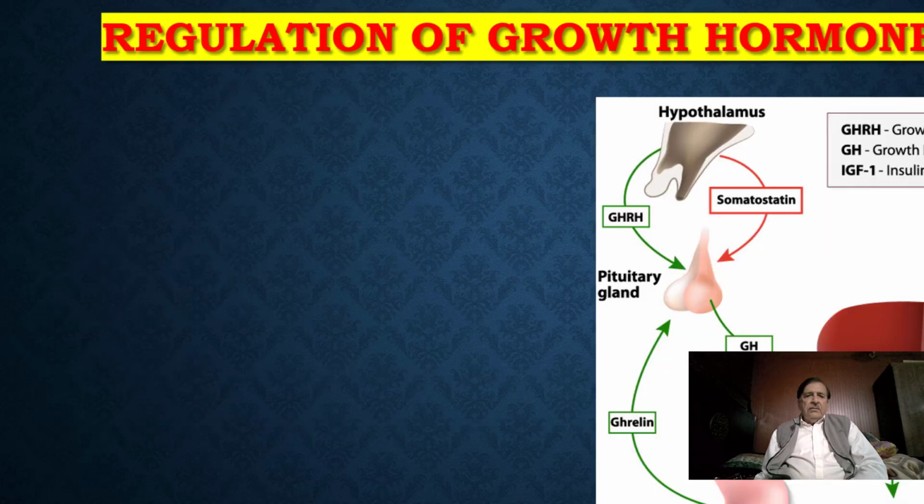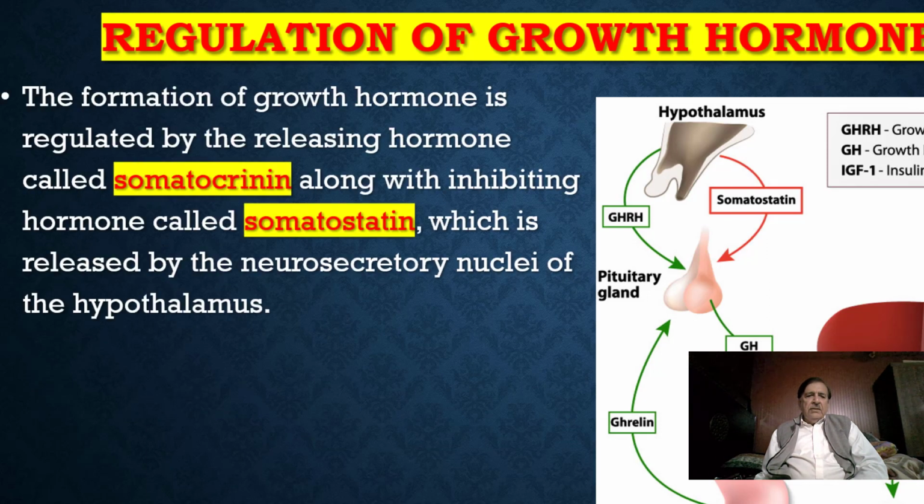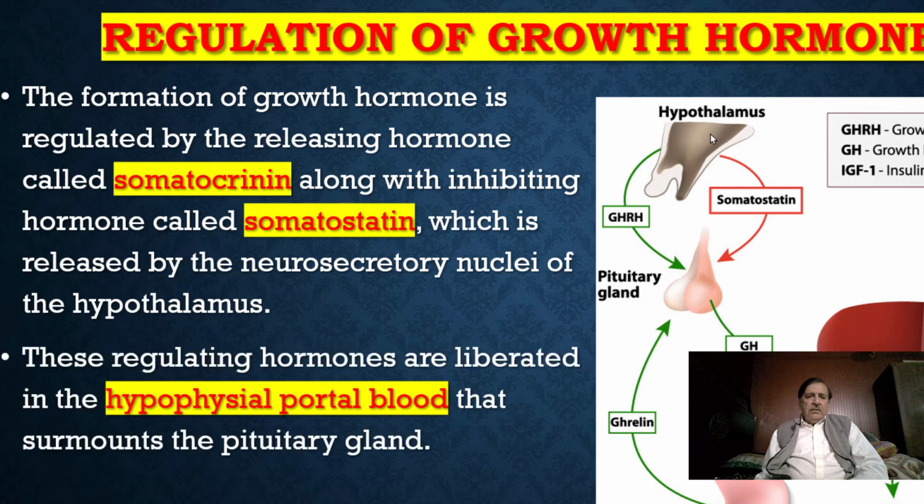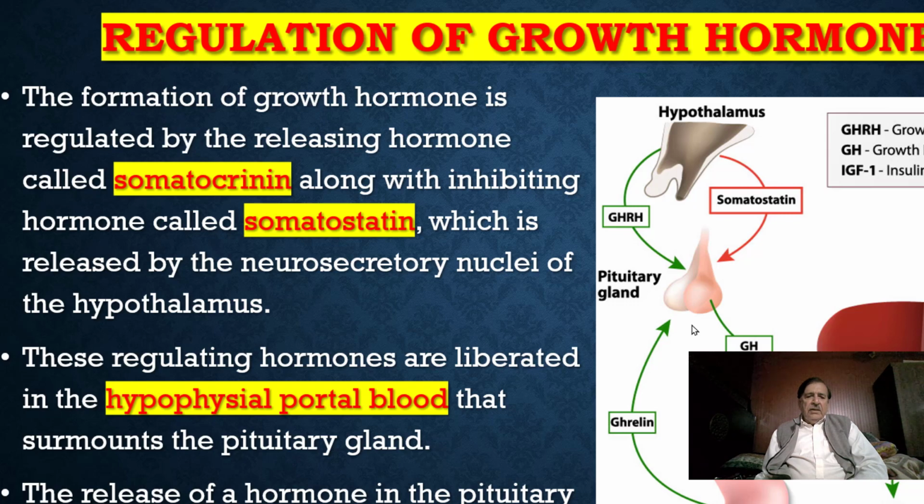Regulation of growth hormone. The formation of growth hormone is regulated by the releasing hormone called somatocrinin along with the inhibiting hormone called somatostatin, which is released by the neurosecretory nuclei of the hypothalamus. These regulating hormones are liberated into the hypothalamic portal blood that reaches the pituitary gland. The release of hormone in the pituitary is monitored by these two hormones, which are affected by many external inhibitory factors.